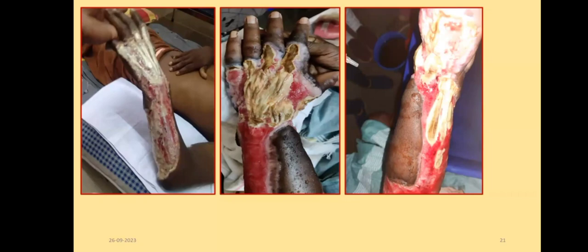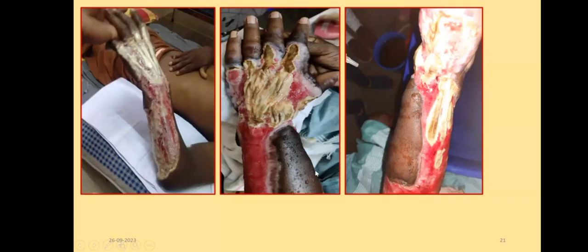So you can see all the tendons exposed. You can see the tendon is totally lost on the little finger. You can see the necrosed area on the little finger, and you can see the healing tissue, healthy tissue, on the second photo. And on the third photo, you can see the scar formation on the periphery.